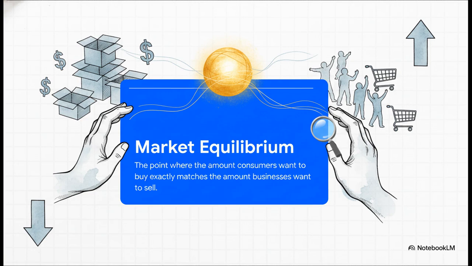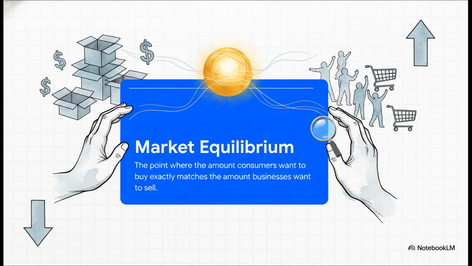So here's the really cool part. The market is always trying to correct itself. It's pushing and pulling away from those shortages and surpluses. It's constantly searching for this perfect sweet spot called market equilibrium. This is that magic price where the amount of stuff people want to buy exactly matches the amount of stuff businesses want to sell.